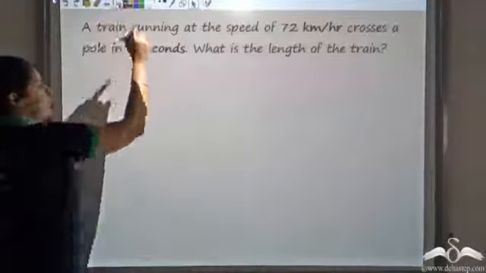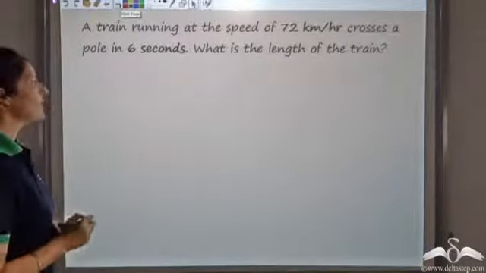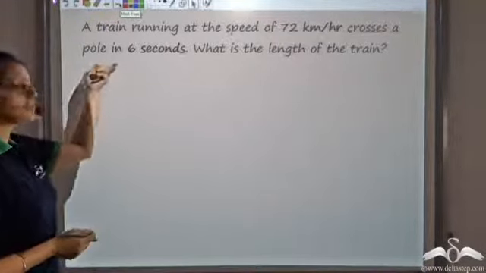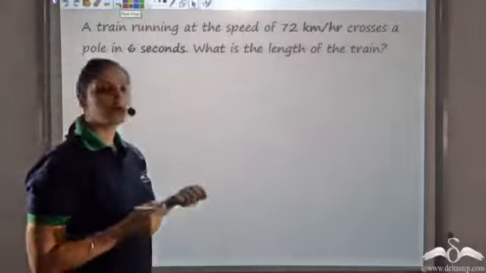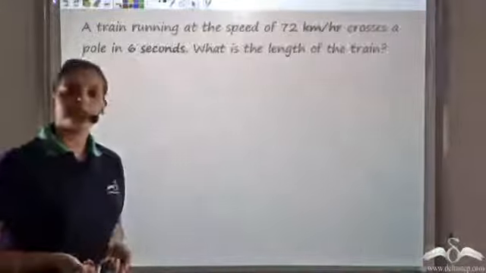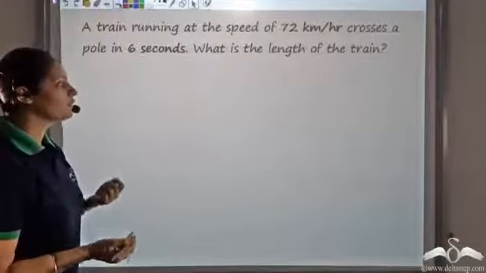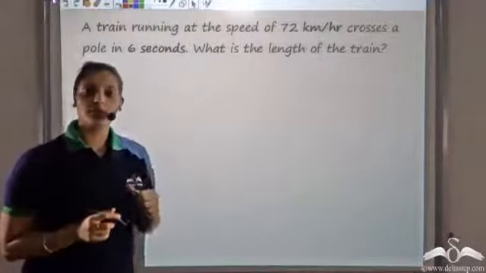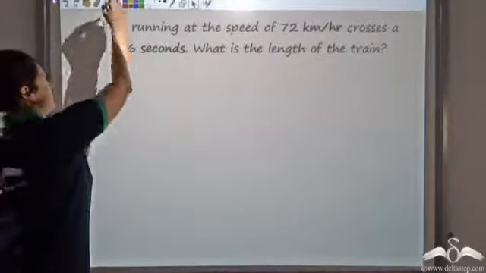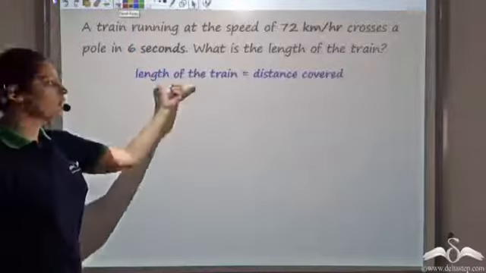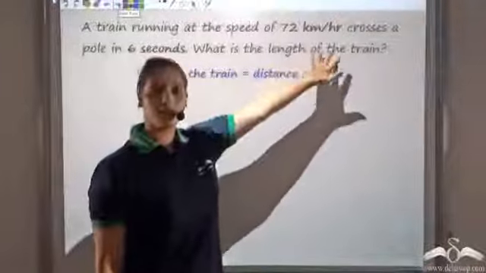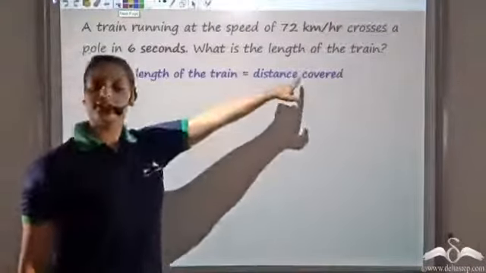So now, can you solve this question? A train is running at the speed of 72 kilometers per hour and it crosses a pole in 6 seconds. What we are interested in is finding the length of the train. So how do we find the length of the train? We know that when a train crosses a pole, the distance it covers is equal to the length of the train. So the length of the train would be equal to the distance covered. What we need to find is the length of the train, which implies we need to find the distance.